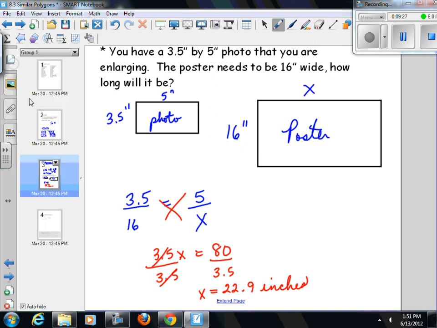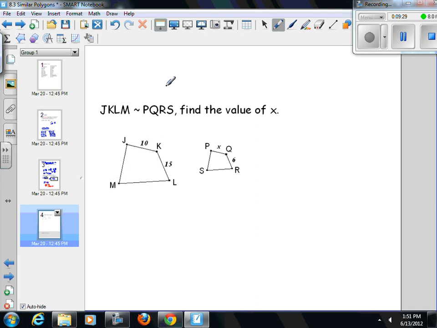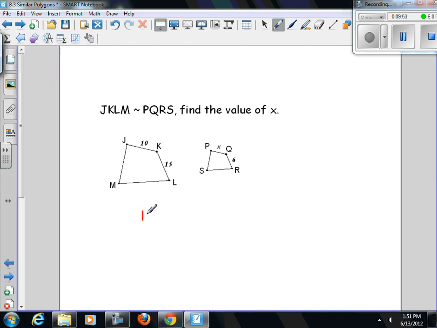Moving on. We have JKLM, one figure, is similar to figure PQRS. Find the value of x. And so we can look at this picture, and we see that in the bigger figure, x corresponds to 10 in the bigger figure. So we can write that as a ratio of 10 over x.